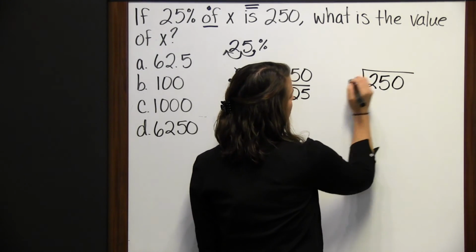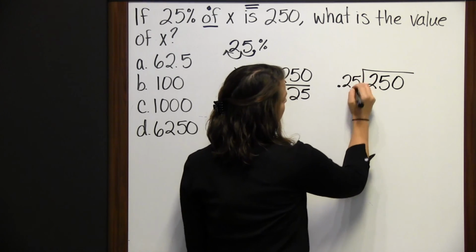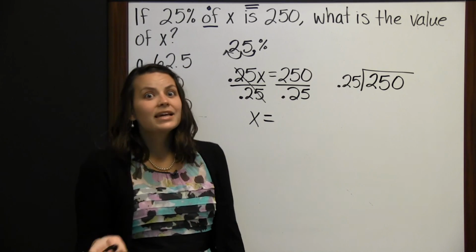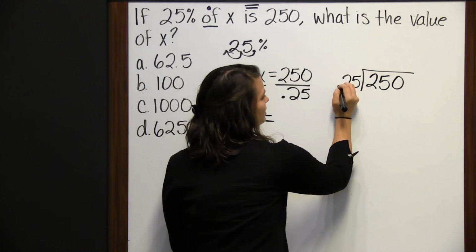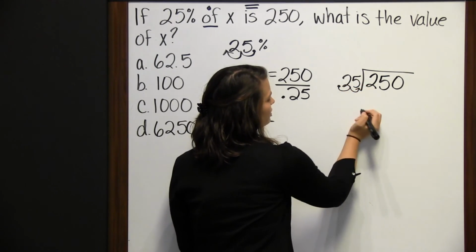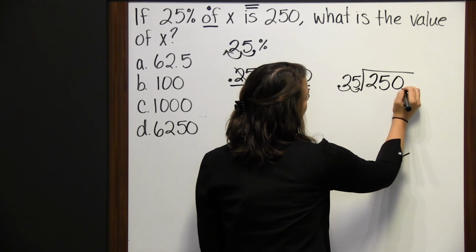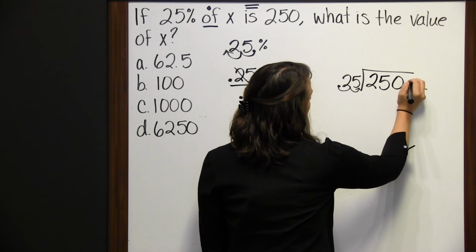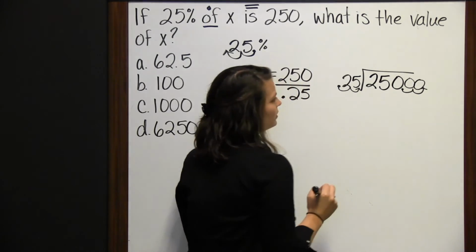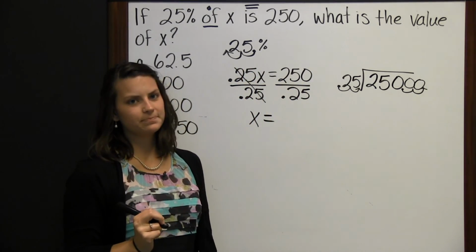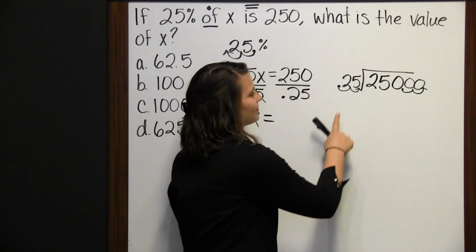So we have 250 divided by 25 hundredths. We can't divide by a decimal, so we need to move the decimal 2 places to the right, which means we do the same with our number under our division sign. So we have to add 2 zeros to it. And now we can divide.